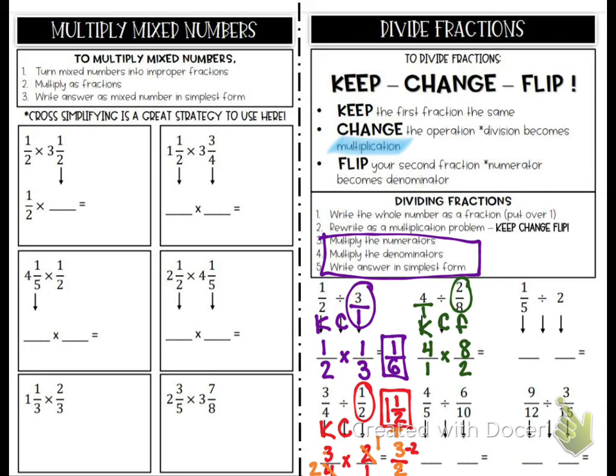So I'm going to look to see if I can cross simplify, and I can with the 2 and the 4. When I simplify, the 4 becomes a 2, and the 2 becomes a 1. Multiply straight across. 2 times 8 is 16. 1 times 1 is 1. This one we can simplify even further because we know that any number over 1 is just itself. So instead of 16 over 1, this would just be the number 16.